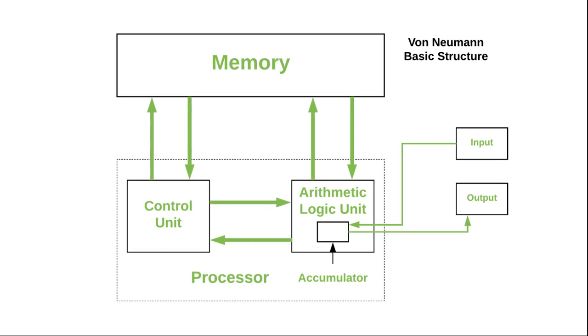This is the basic structure of John von Neumann architecture. In this, there is a central processing unit which contains the control unit and arithmetic logic unit. And outside it, there are the input unit, output unit, and memory unit. Let's understand these units one by one.